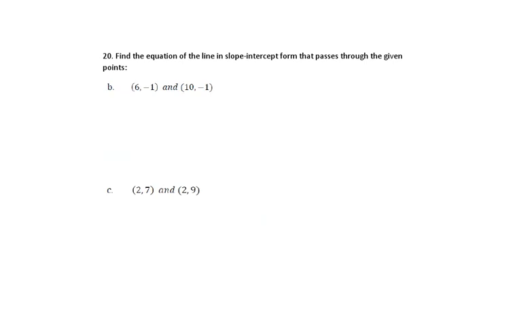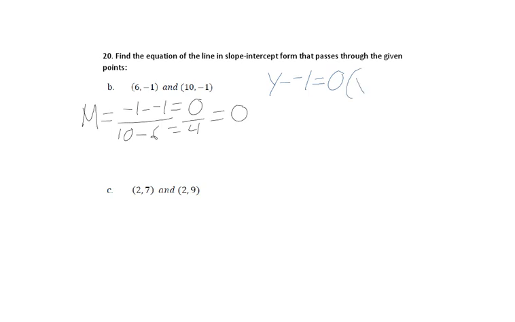Part B, we can do the same thing. So if you do the slope, it's going to be negative 1 minus negative 1, which is 0. And then 10 minus 6 is 4, but it doesn't matter because 0 divided by anything is still 0. So using the formula, we're going to have y minus negative 1 equals 0 times parentheses x minus 6. Well, two negatives make a positive, so y plus 1. And 0 times anything is just 0. So if you subtract, you get y equals negative 1.